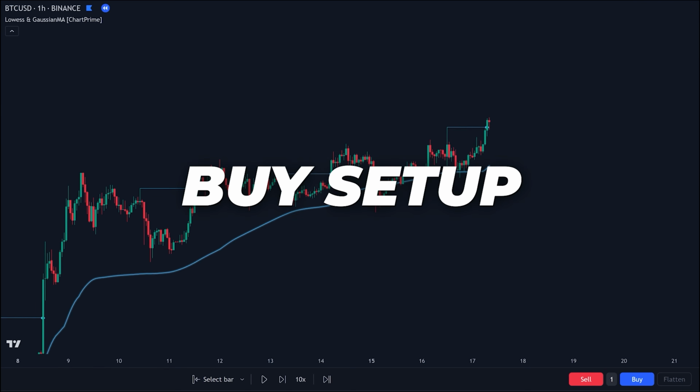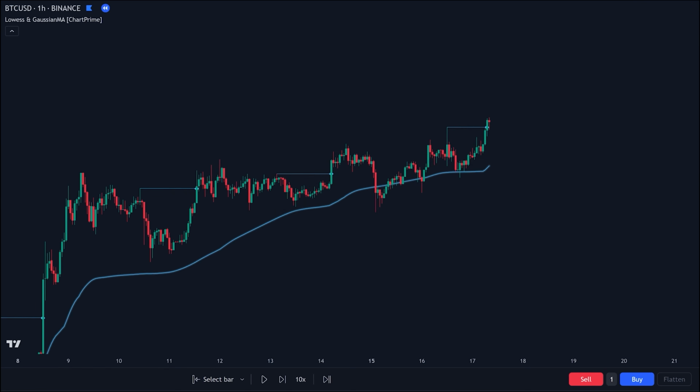Buy trade setup. The price is generally in an uptrend as it's trading above the blue Gaussian moving average, signaling that bullish momentum is dominating. We can see that the price initially tests the blue Gaussian moving average, indicating that it's respecting this level as support. Next, we observe the price approaching a pivot level marked on the chart.